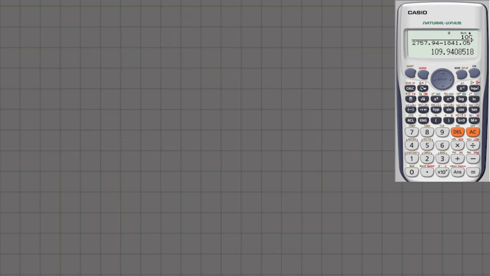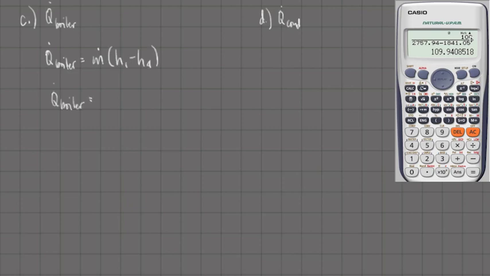Let us solve for the heat flows to and from the boiler and the condenser. For the boiler, that is the mass flow rate multiplied by H1 minus H4. Substituting, we have the mass flow rate here, 109.94 kilograms per second, multiplied by H1, 2757.94 minus H4, 398.29. Our answer is 259 megawatts.